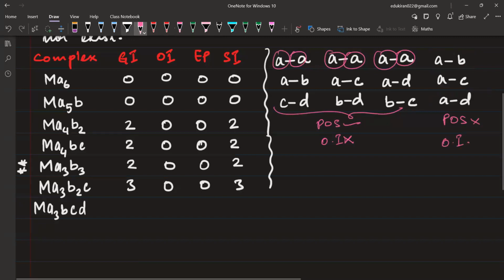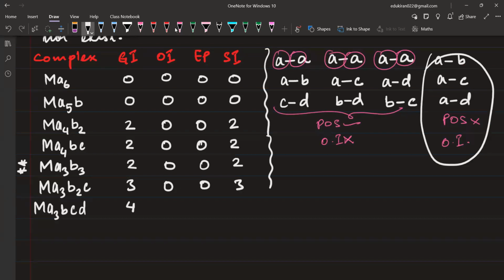Now there is a special point here, pay attention. If I ask how many geometrical isomers we have, four geometrical isomers. Out of these four geometrical isomers, this particular isomer will have one optical isomer. So if we talk about these two, like we have 1, 2, 3, 4 and this is 5. Now what is the relationship between 4 and 5?